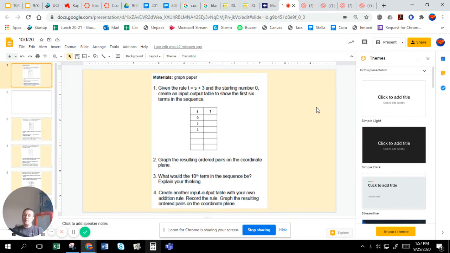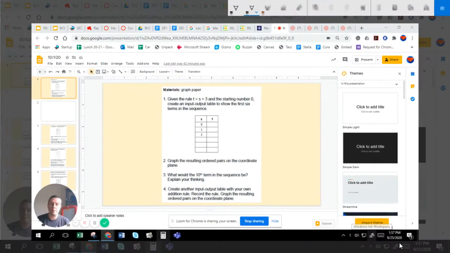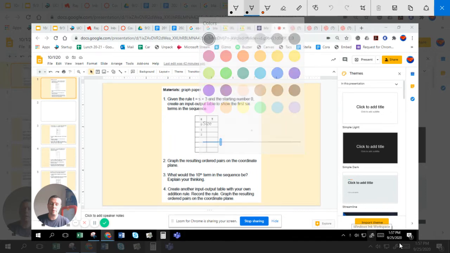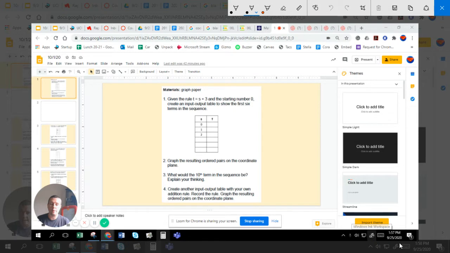All right, well, that sounds overly complicated. So let's just take a quick peek at what that means. Make sure that we have that first. So they're saying the rule is t, that's this one, is equal to s plus 3. All right, well, let's look at that. So if s is 0, and I put 0 in here, 0 plus 3 is 3. So that means t equals 3. All right, that's not overly complicated.